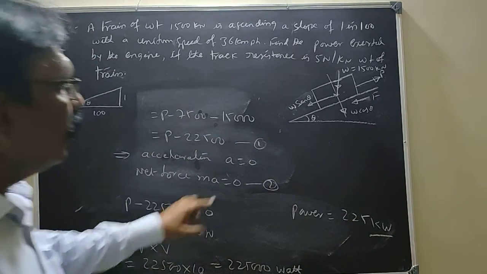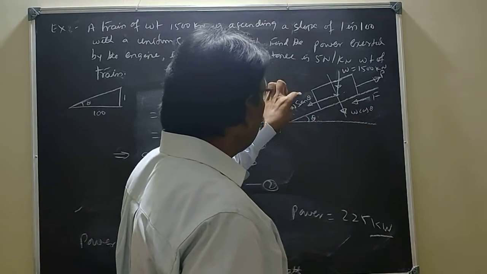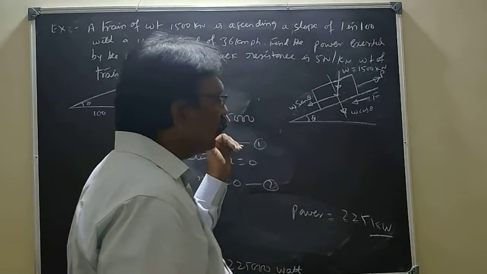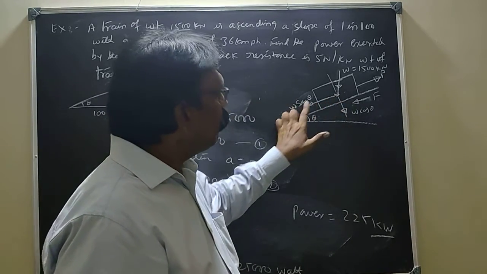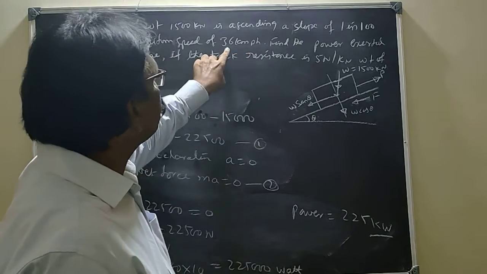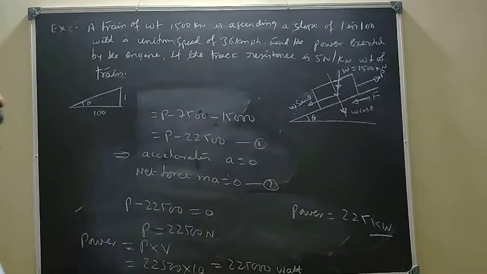That means as it is going up, in addition to the frictional resistance, there will be a weight component acting in the downward direction. So in order to overcome these forces and maintain the speed of 36 kilometers per hour, the engine has to develop a power that will be equal to 225 kilowatt or 2,25,000 watt.